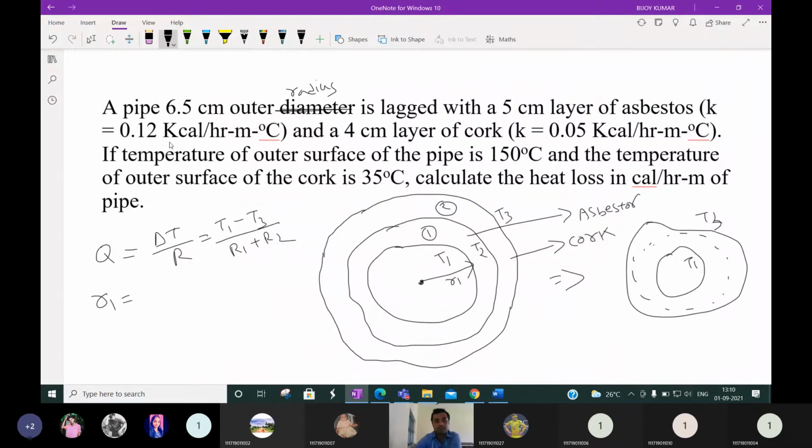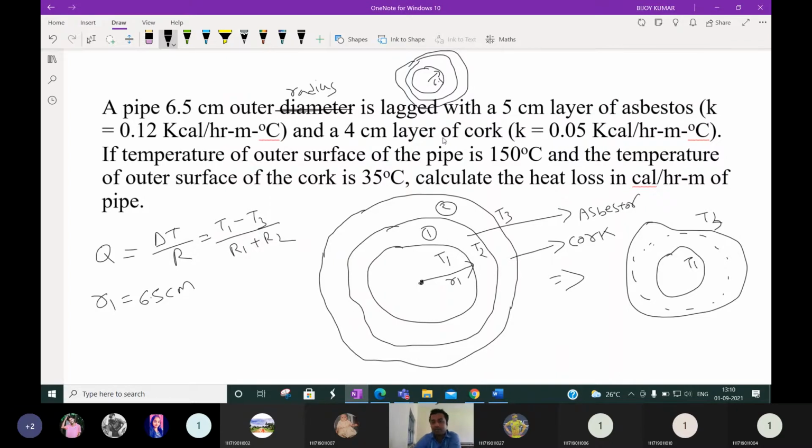Please read the question once again. A pipe of 6.5 centimeter outer radius is laid with... Laid with means what? First 6.5 centimeter of something is there. To this one asbestos and again one cork layer is lagged. Lagged means it is connected back to it. So the R1 is here 6.5 centimeter.